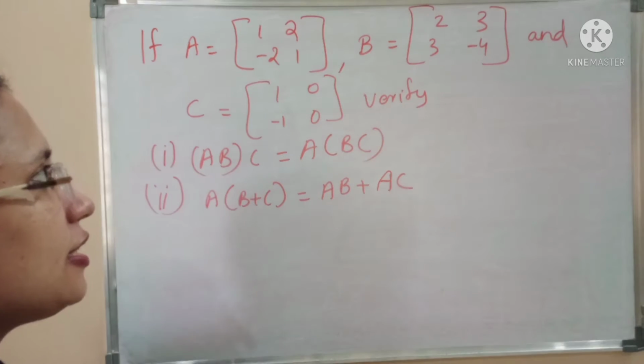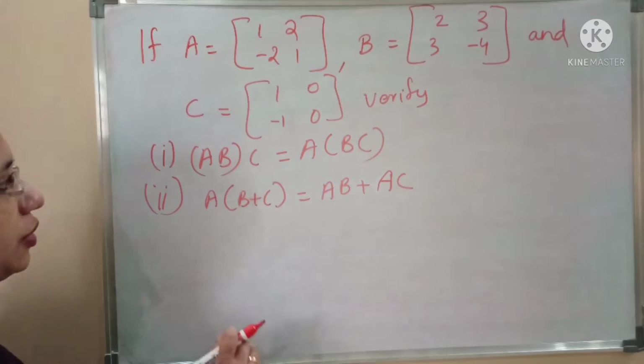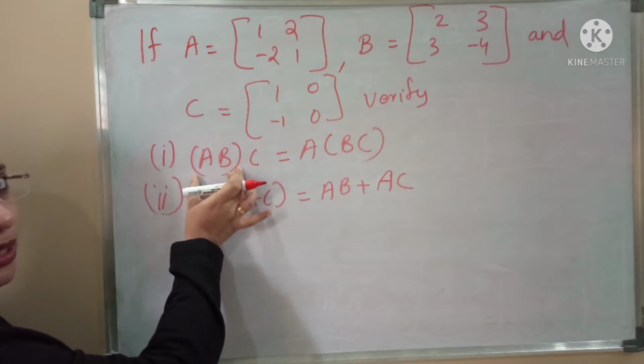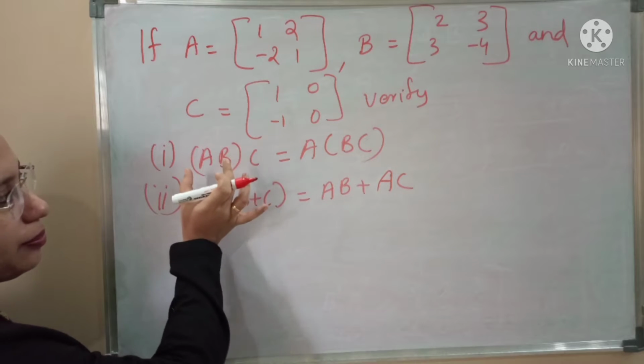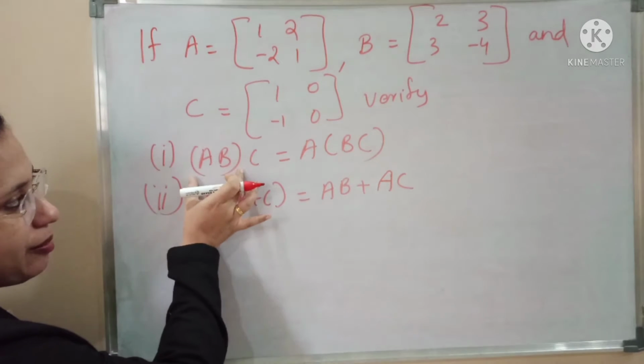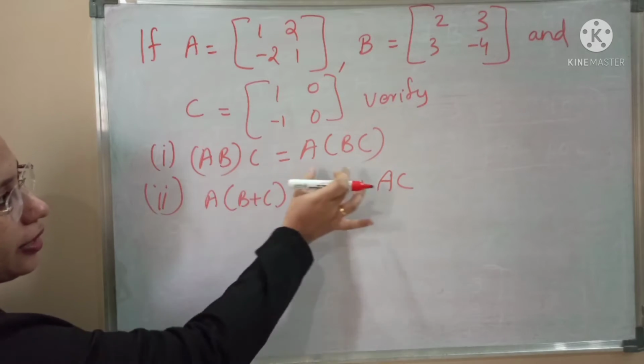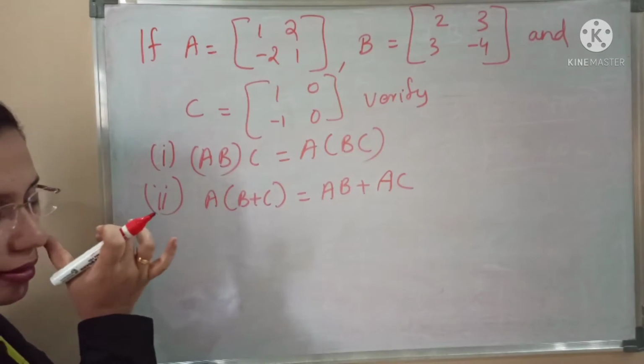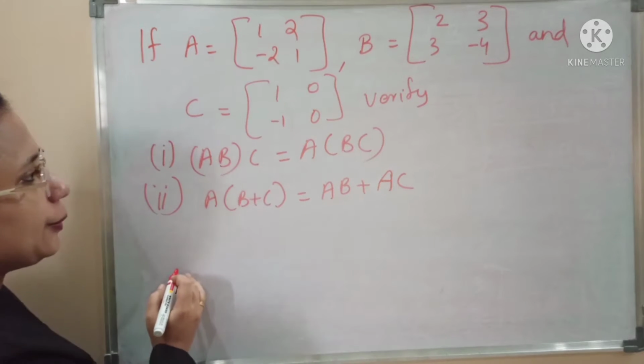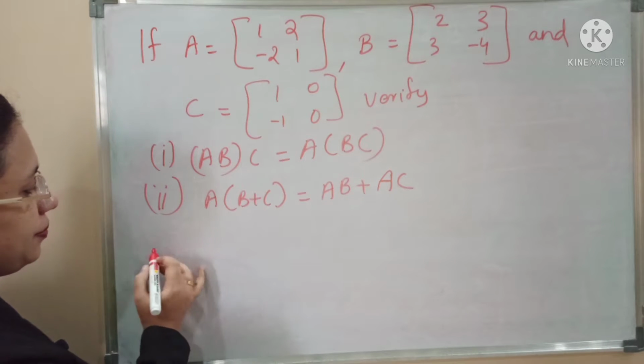So for that, first we need to find out AB, right? Then only we can multiply this AB matrix with C. Clear? So be careful with the brackets. Clear? Okay, so let's start. AB.